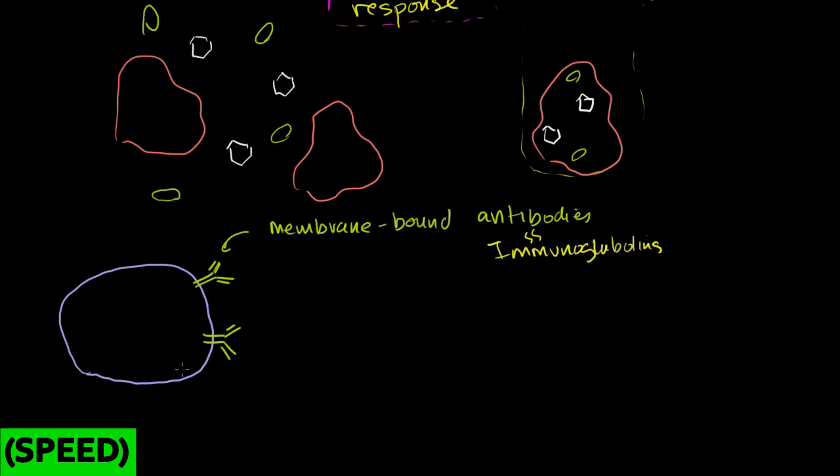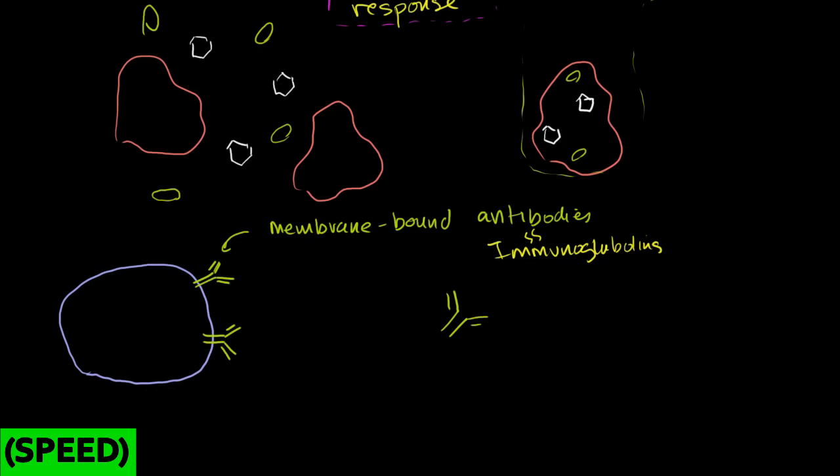Now, B cells have these on the surface of their membranes. These are membrane bound. And usually when people talk about antibodies, they're talking about free antibodies that are just floating around like that. And I'm going to go into more detail on how those are produced. Now, what's really interesting about these membrane-bound antibodies, and these B cells in particular, is that a B cell has one type of membrane-bound antibody on each B cell.